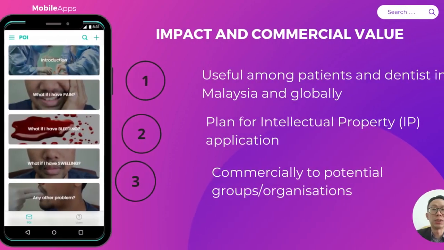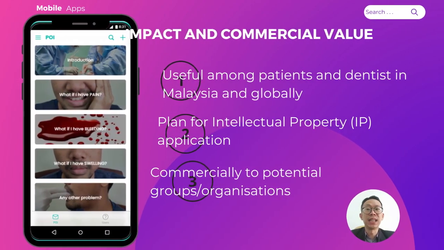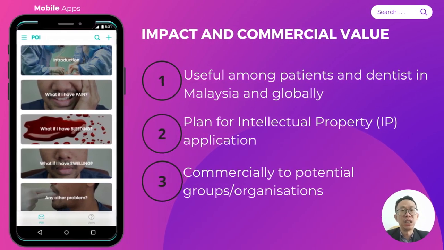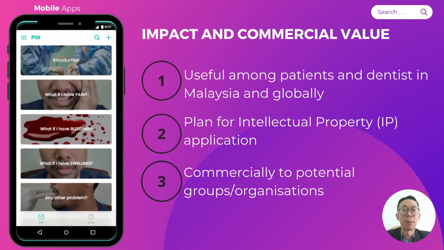Hopefully, these apps could be used among the dental fraternity in Malaysia and be beneficial to both patients and dentists. In the near future, we are planning to apply for a patent and intellectual property, and this app can potentially be commercialized to the potential group.